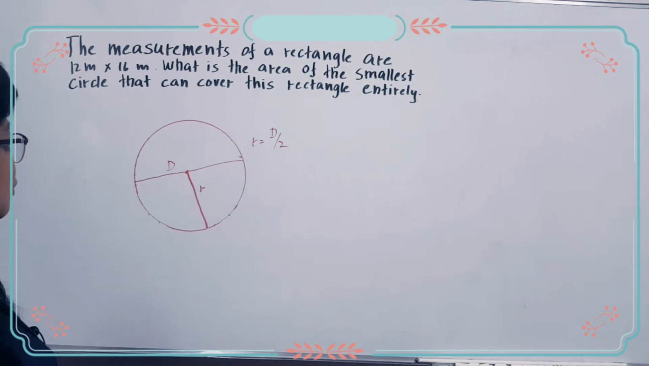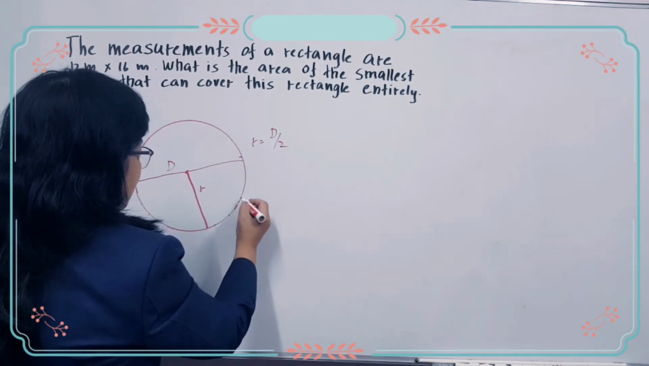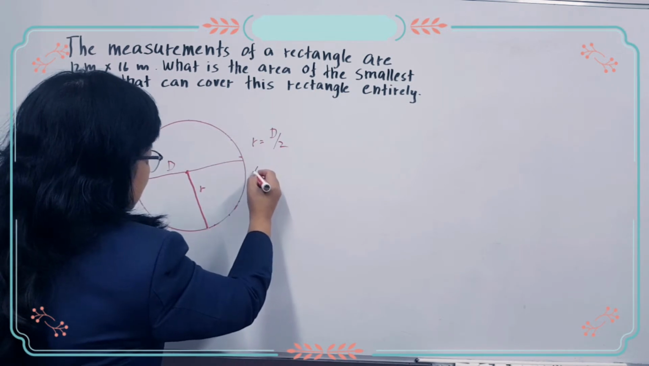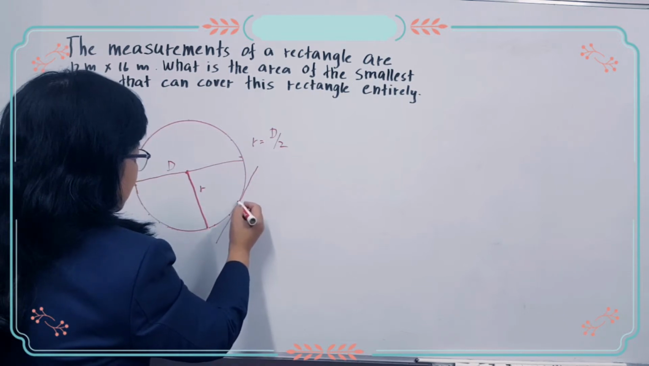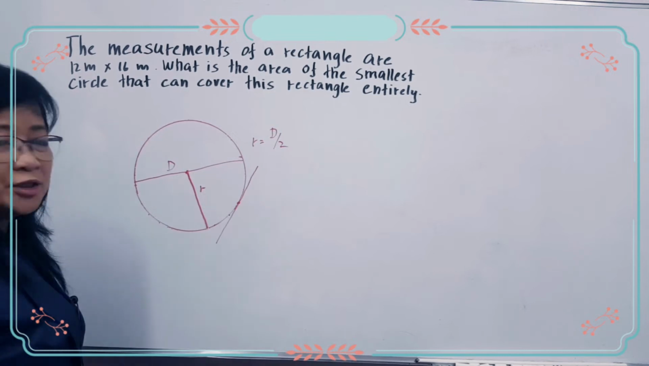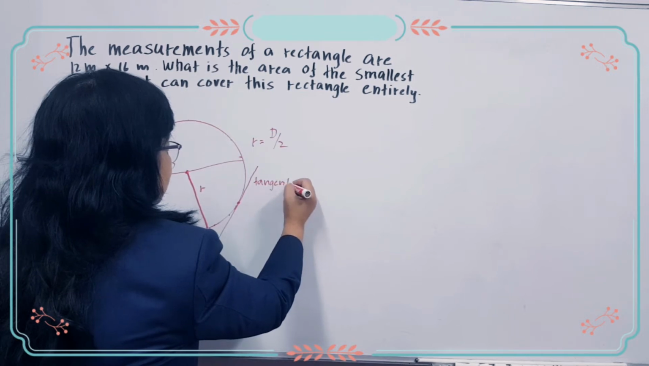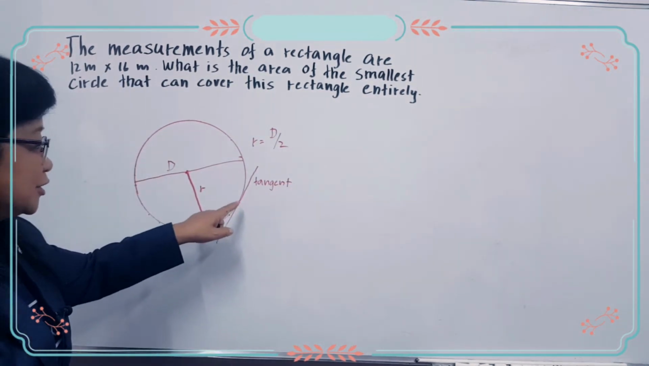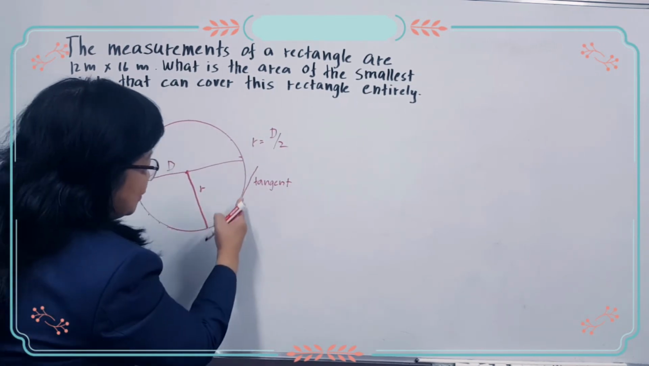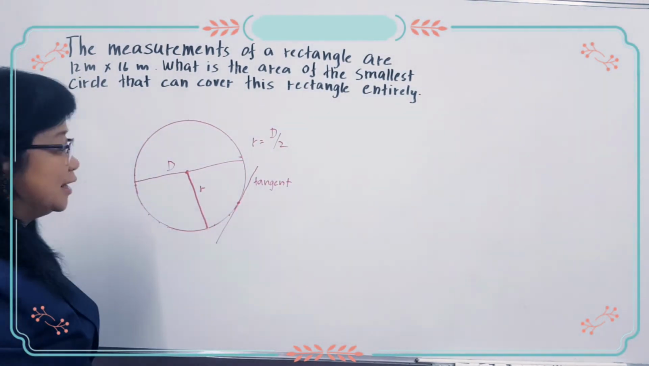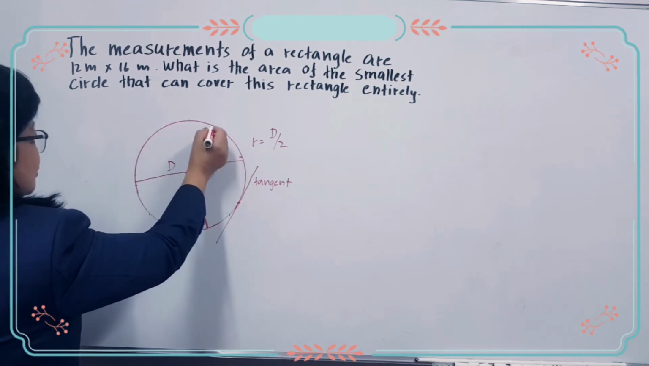Now, here we also have, for example, one point, and there is a line that touches one point in a circle. We call it a tangent line. This is a tangent line that touches one point in a circle. So if you have a circle and a line that touches just one point in a circle, we call it a tangent line.